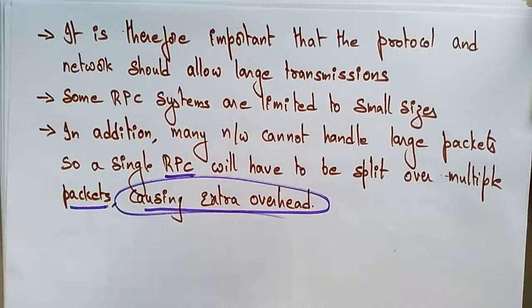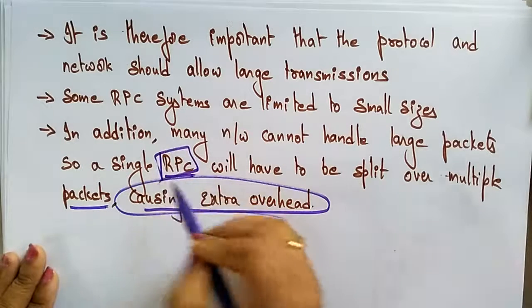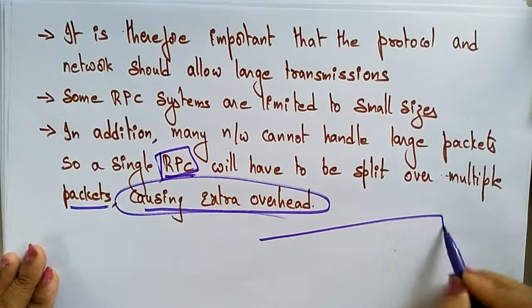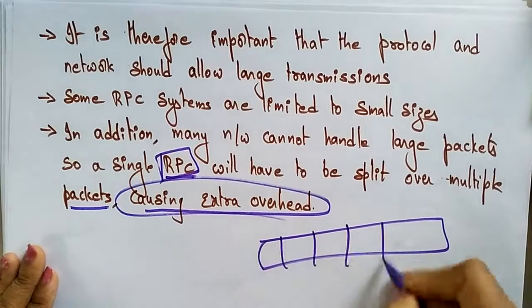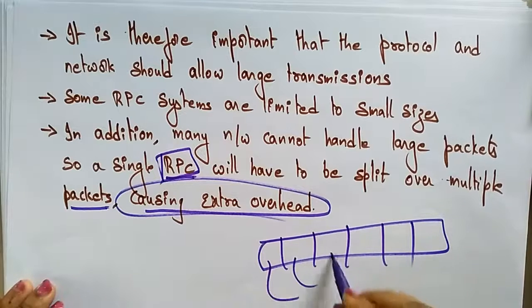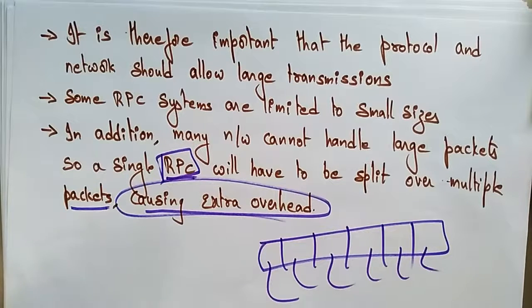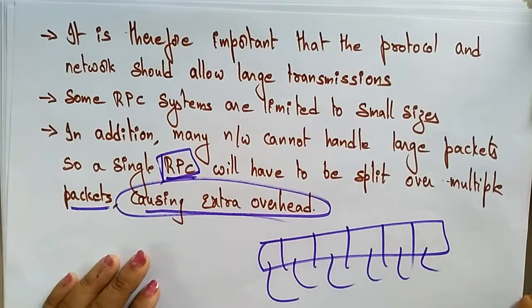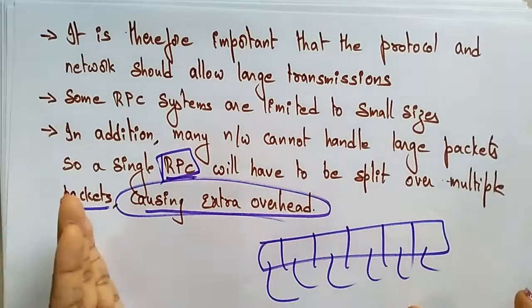Actually, this is one of the disadvantages here. Even though it is a disadvantage causing extra overhead, what the RPC is doing is splitting the complete big message into different packets. So it is sending one by one, one after the other. Okay, so let me take an example to explain this RPC technology, the implementation issue that is facing in the RPC.